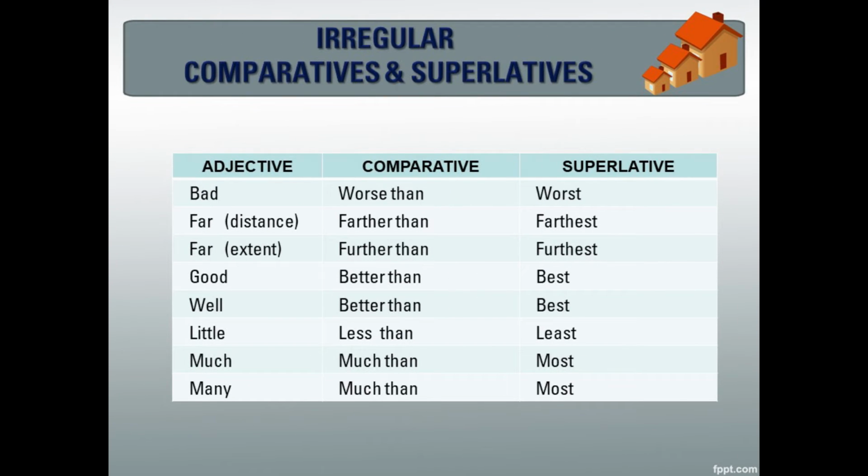Irregular comparatives and superlatives. Adjective, comparative, superlative. Bad, worse than, worst. Far, distance, farther than, farthest. Far, extent, further than, furthest. Good, better than, best. Well, better than, best. Little, less than, least. Much, more than, most. Many, more than, most.